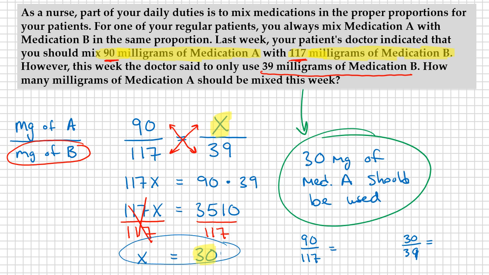So I'm going to pause the video here for a moment and figure out that. That's a calculator problem. 90 divided by 117 equals, you'll get a decimal. And then do the same thing, 30 divided by 39 on the calculator, you'll get a decimal. If we're right, those two decimals on the calculator should be the exact same number. And that's a good way to check our work to make sure our answers are correct.